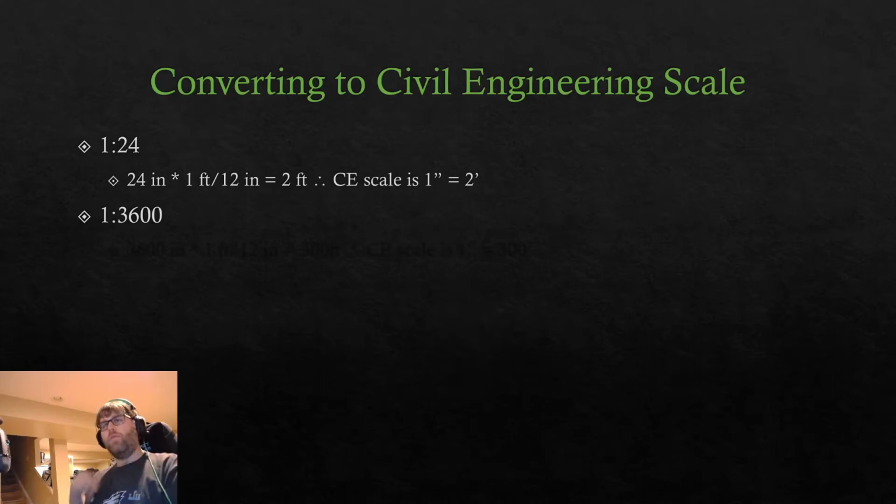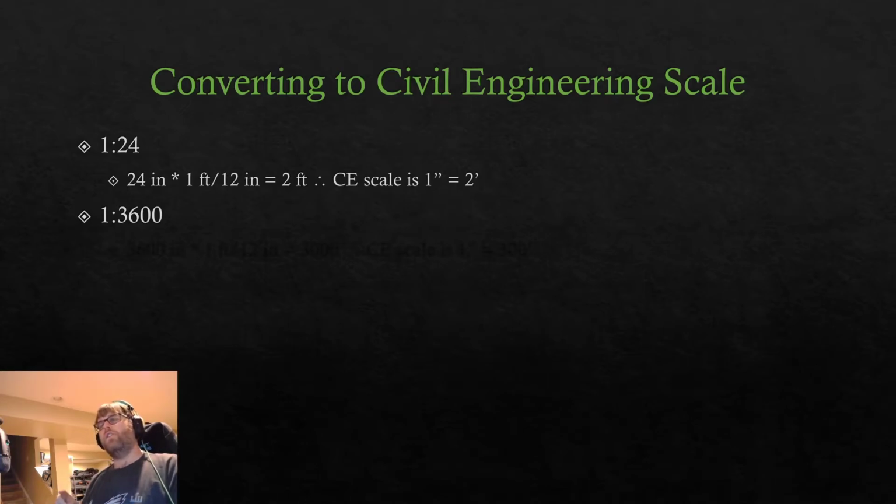So now we're going to go backwards from the metric to the civil engineering scale. If you were given a metric scale of 1 to 24, the easiest way to do this is just to assume both sides are in inches. So we're saying 1 inch to 24 inches. And then we just go the reverse way.